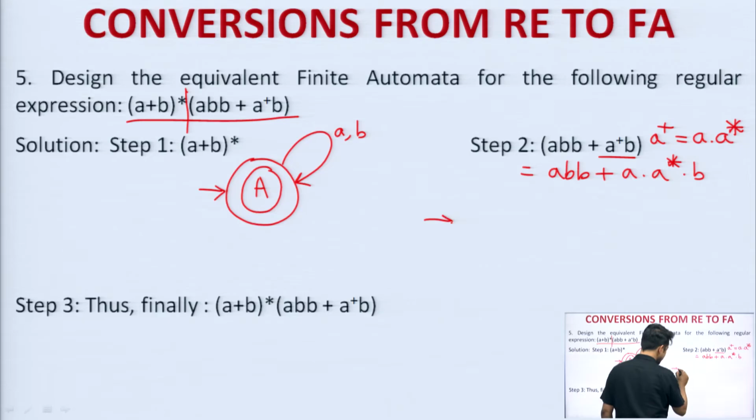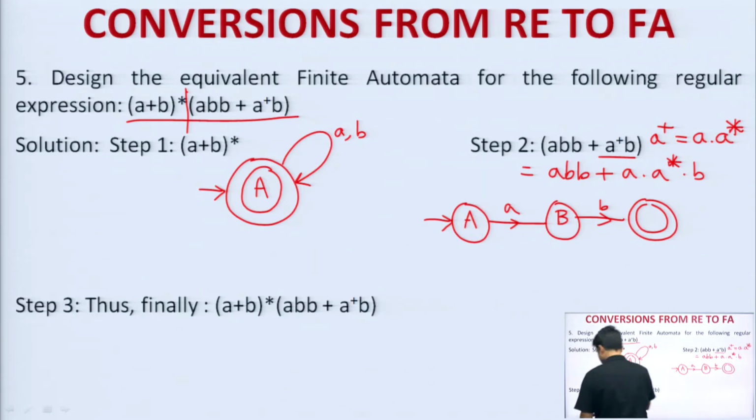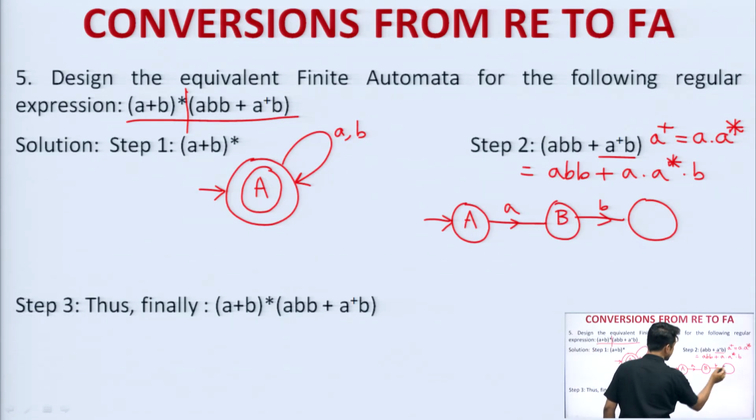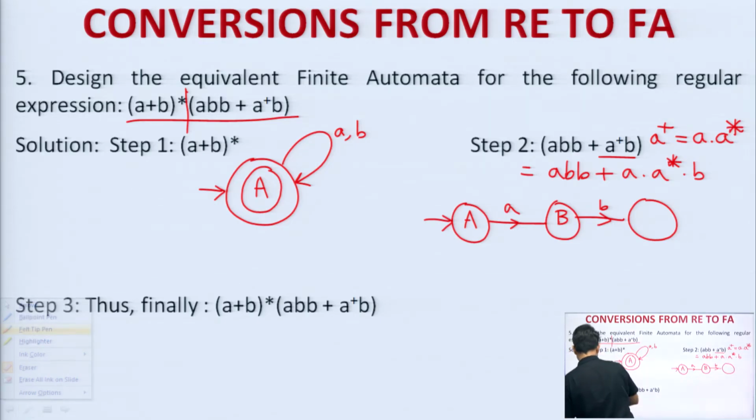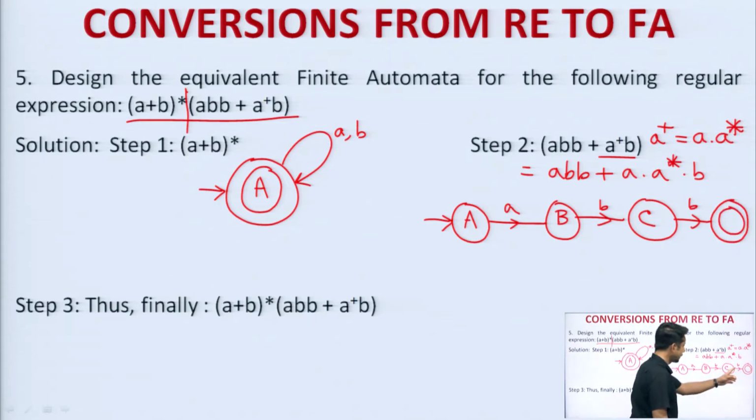So, if we draw like this, then it will be like this, A plus, that means I will be having one A, say suppose B B, and this will be again as state C and then B, and this will be the final state. Okay. Now, this is the final reaching point.